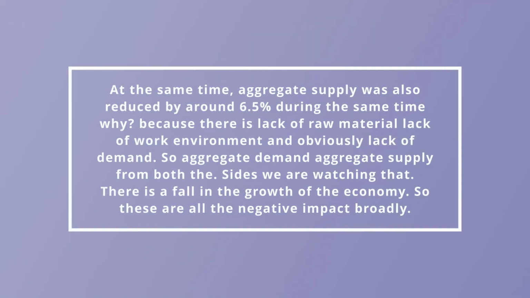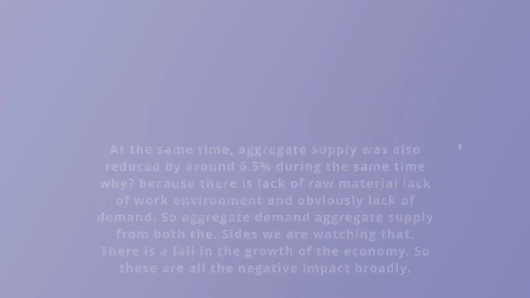And what is the net result? The net result is a significant fall in aggregate demand in the country. At the same time, aggregate supply was also reduced by around 6.5% during the same time. Why? Because there is lack of raw material, lack of work environment, and obviously lack of demand. So from both the aggregate demand and aggregate supply sides, we are watching a fall in the growth of the economy. So these are all the negative impacts. Broadly, these are all the negative impacts of COVID-19.